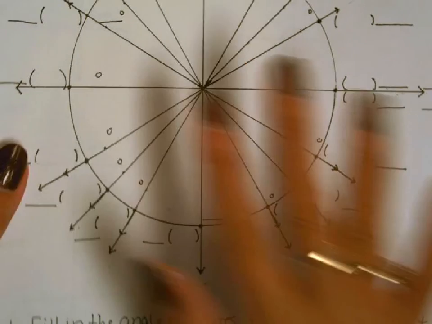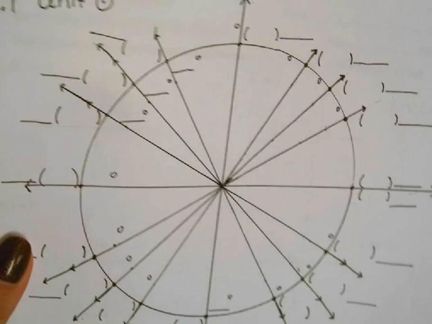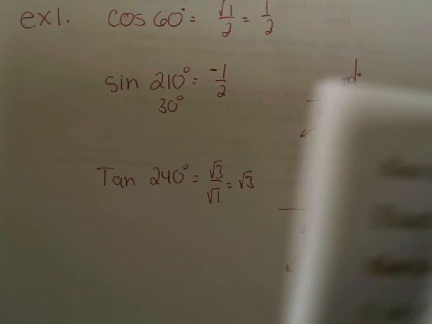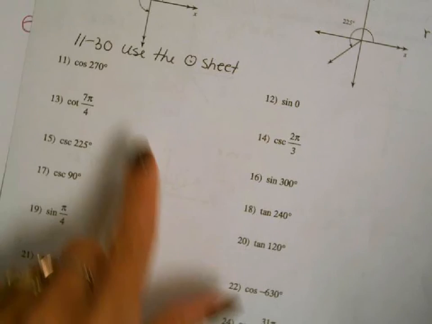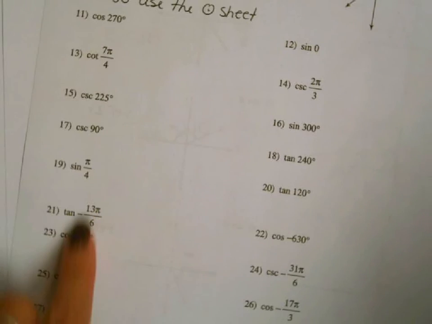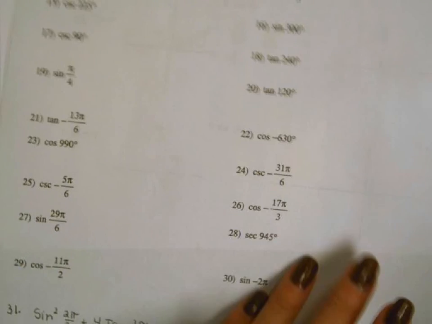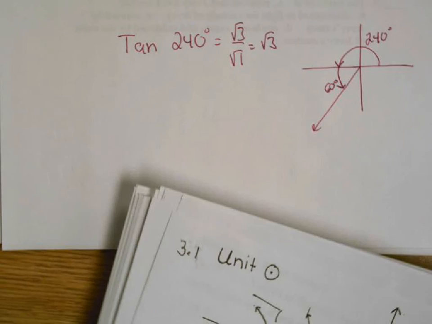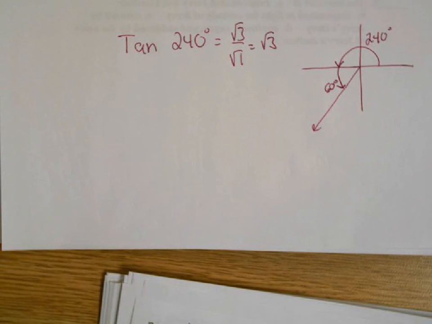But anyway, after you get this filled in, then use that sheet to do the rest of the worksheet, where it says use the circle sheet to answer all of these. And then down here. And you should be able to finish in class. Good? All right. Stop that.